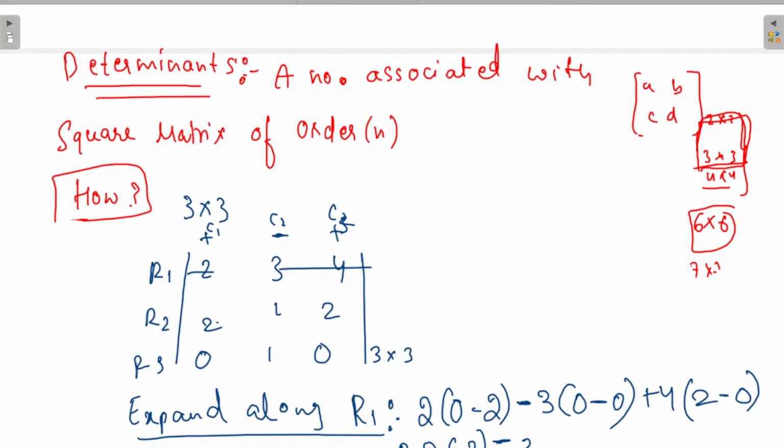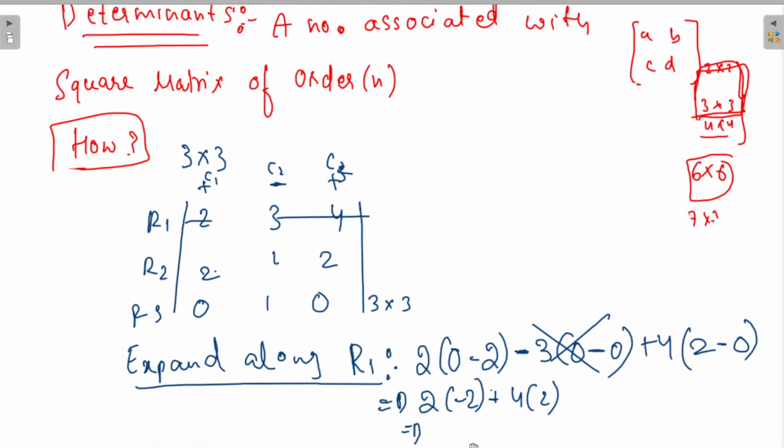Minus 3 into 0 is 0. This element we will remove and directly go ahead. This is washed out. Plus 4 into 2 into 0, it becomes 4 into 2. This becomes minus 4 plus 8.